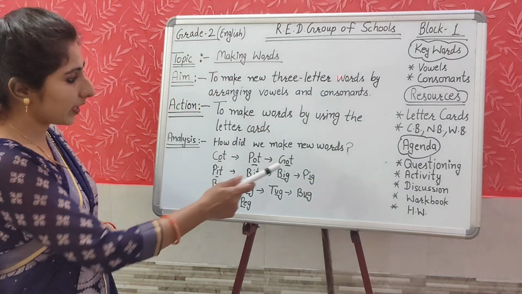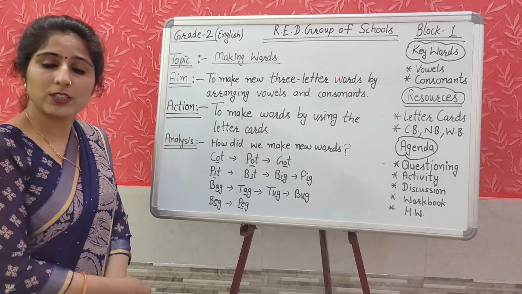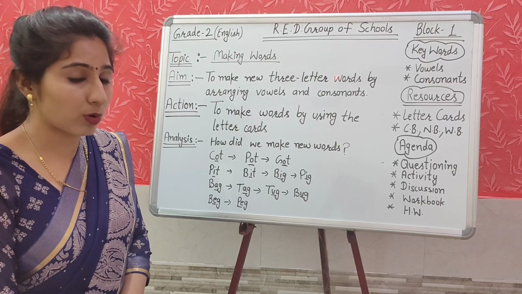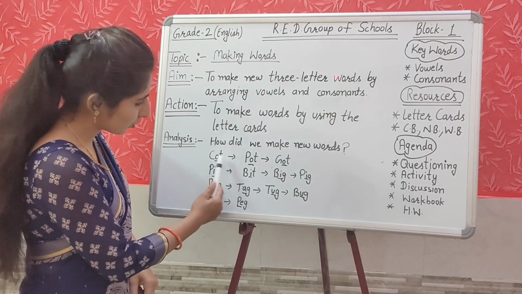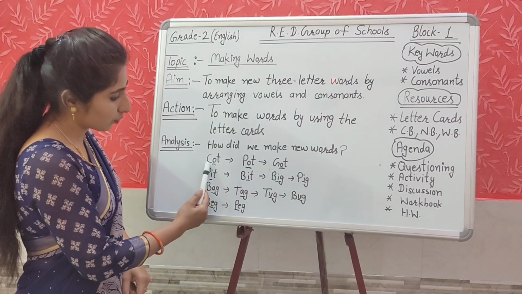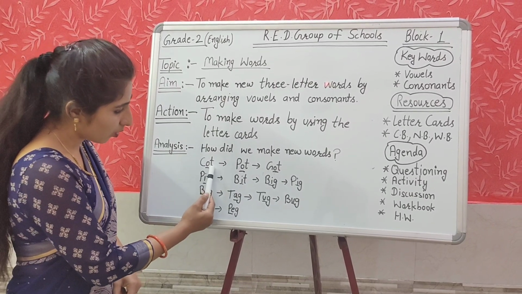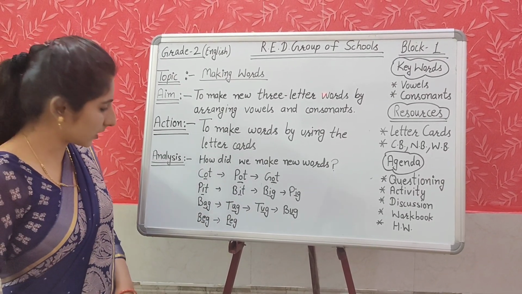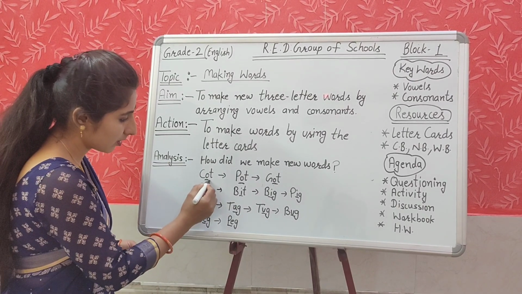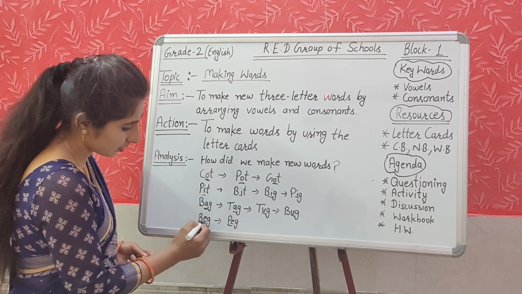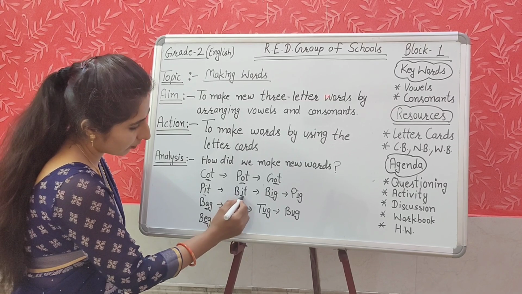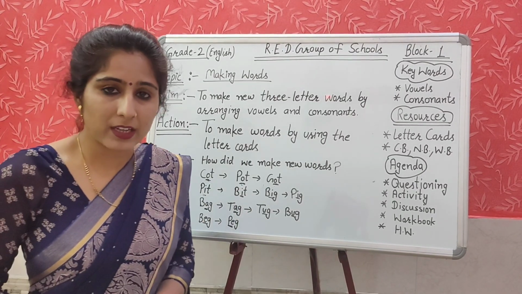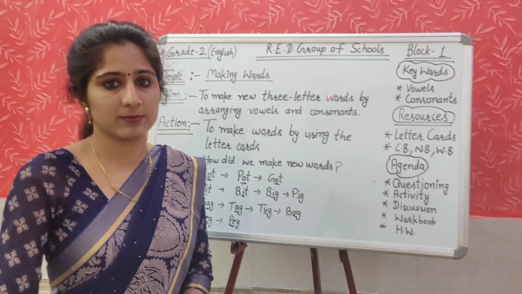Okay. Where did we use these orange cards with the words? What was the position of that orange card? Yes, you can see. Was it in the beginning, at the ending of the word, or in the middle? Yes, it is in the middle. Look at this. In each and every word, the orange letter card is in the middle of the word.